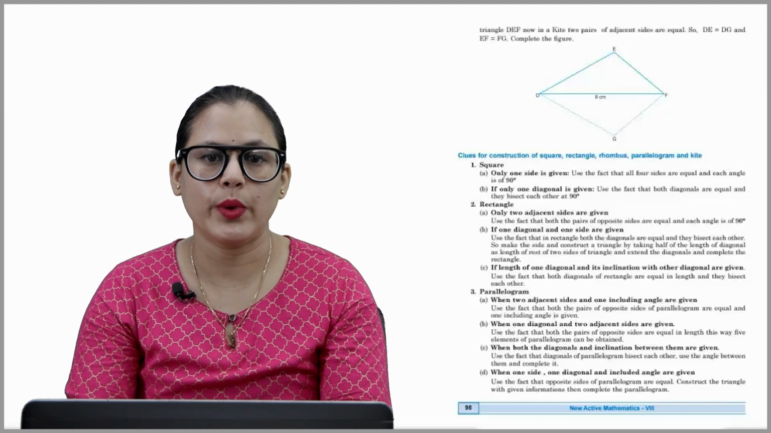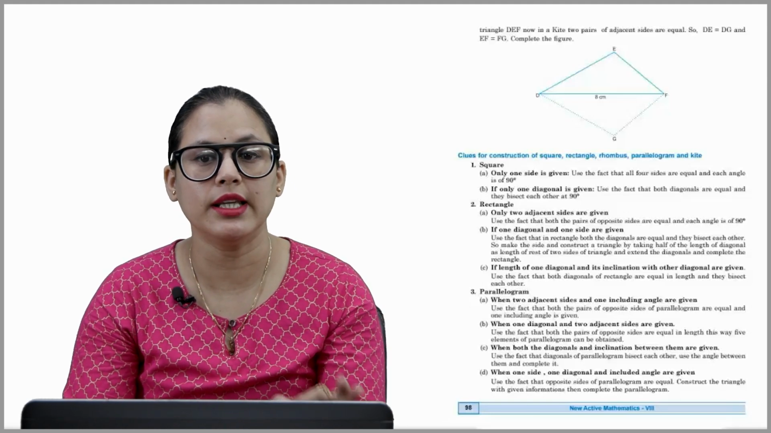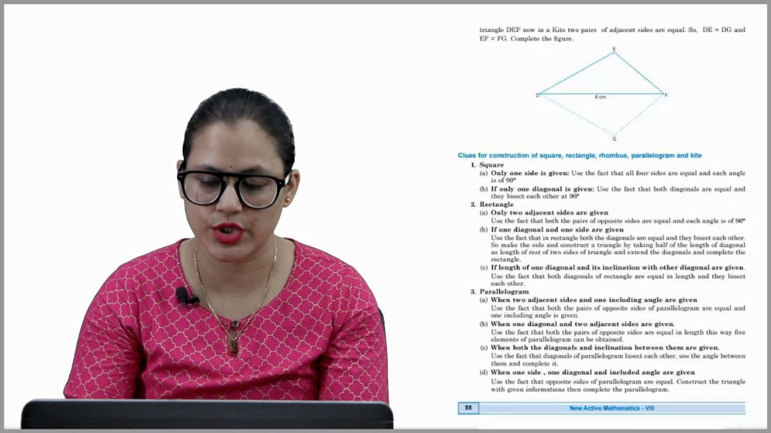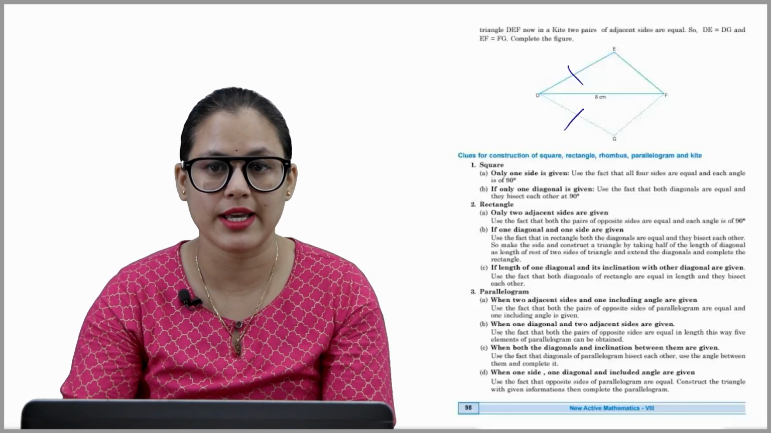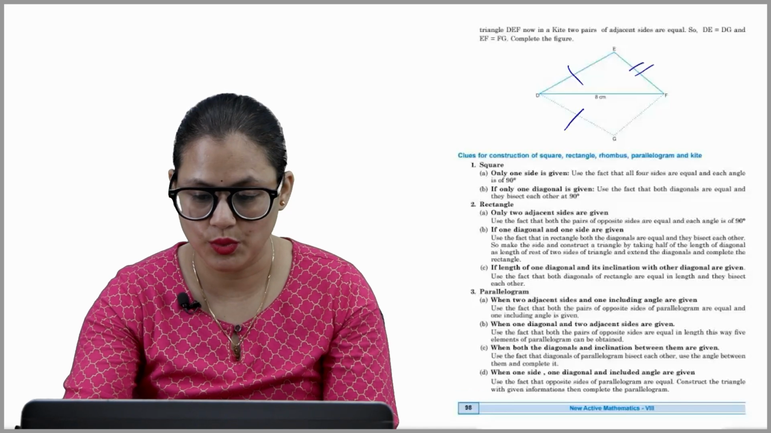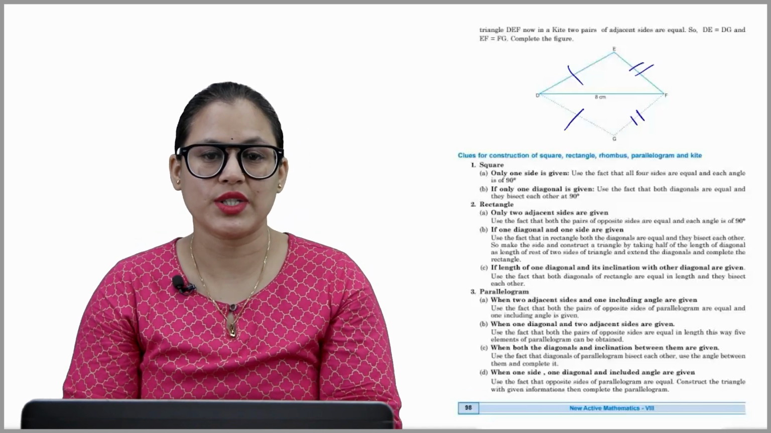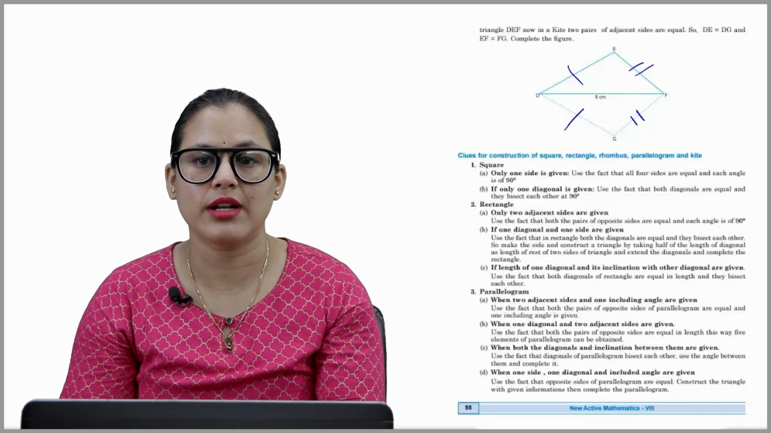Now complete triangle DEF. Now in a kite, two pairs of adjacent sides are equal. So DE is equal to DG. This side is equal to this side, and EF is equal to what? FG, right?